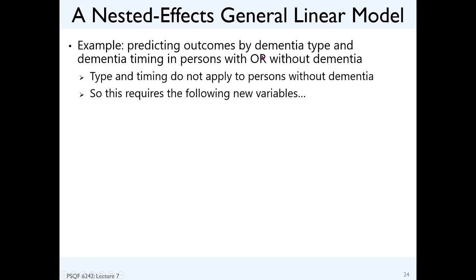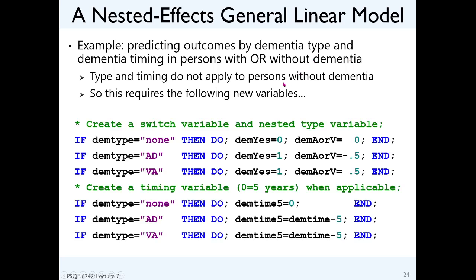So this creates the same sort of logical problem with a hole in it. For people who do not have dementia, they don't have a type and they don't have a timing. So to be able to include those predictors and not have them be kicked out because they're missing for part of the sample, we have to work around that problem. So what I'm going to do is I have a categorical variable here that has dementia type is either none, AD, which stands for Alzheimer's type, or VA, which stands for vascular type. So I can think of dementia presence as a 3-category variable, none, or 2 different kinds if present.